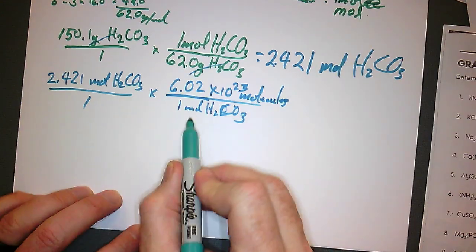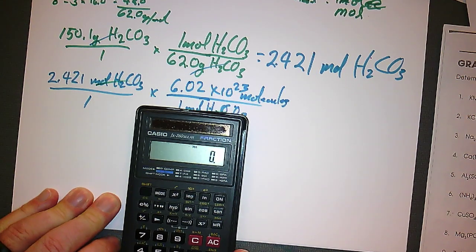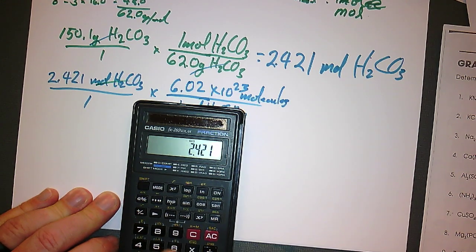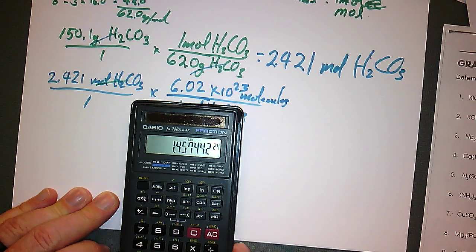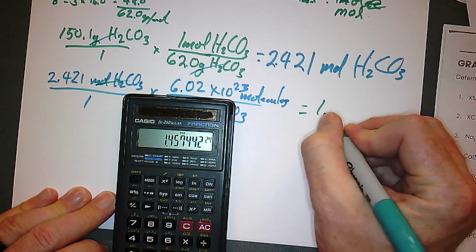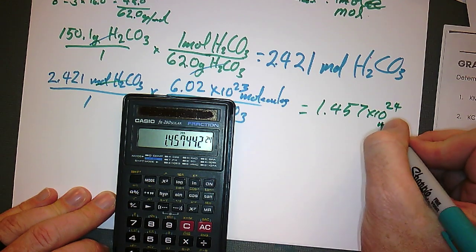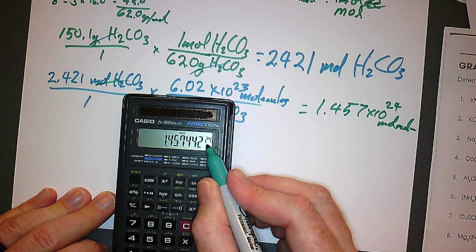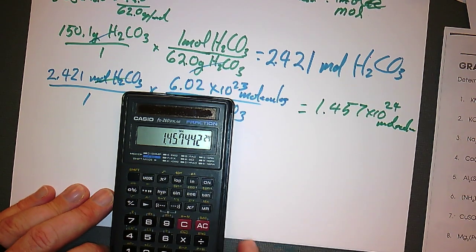Our moles cancel. We're left with molecules. We just have to multiply because the bottom's 1. What's anything divided by 1? Itself, right? So 2.421 times 6.02 EE23, and I get an answer of 1.457 times 10 to the 24th molecules. On my calculator it doesn't show the times 10. I just have to know that when it's up there like that, it means times 10. Everybody's calculator is a little different. If you have trouble with your calculator, I will help you out.